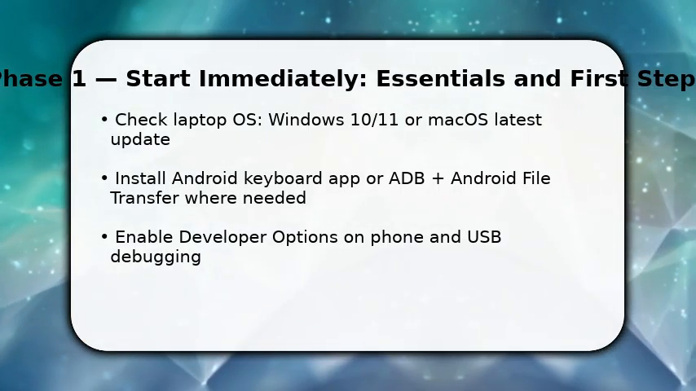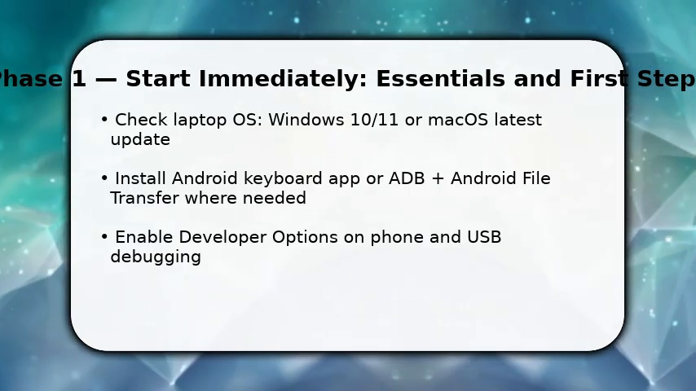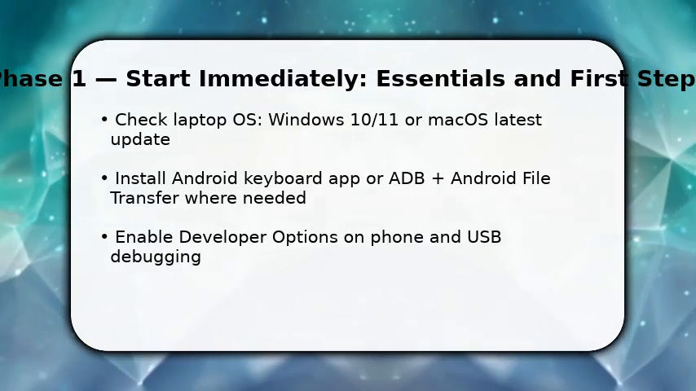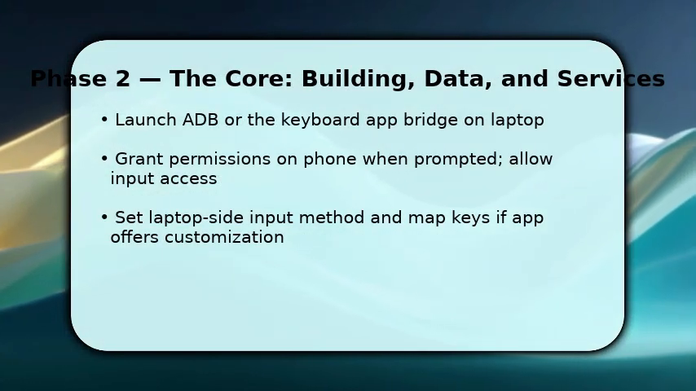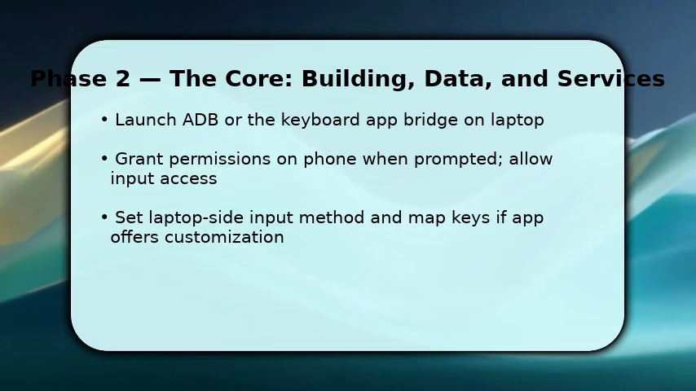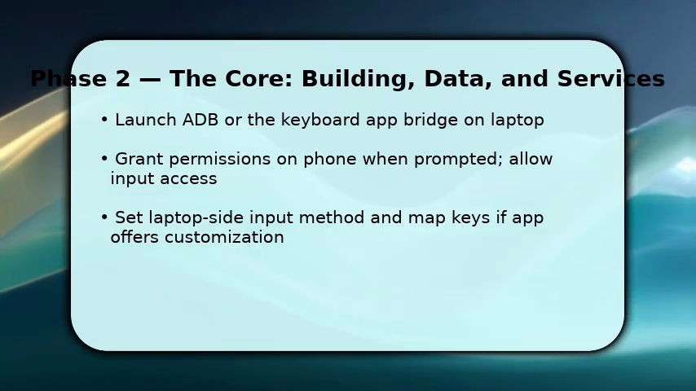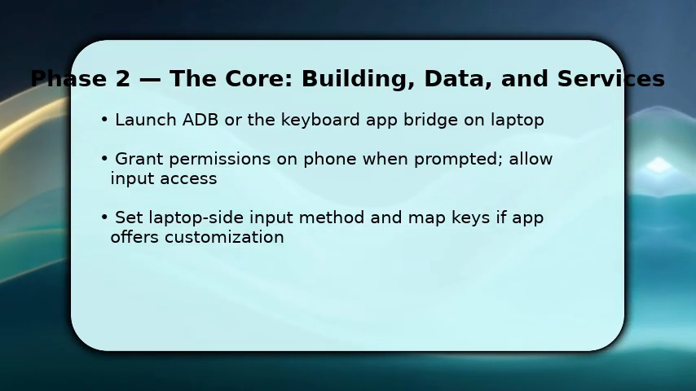While installing, confirm the phone's screen lock is temporarily disabled and that the laptop recognizes the device. Once the app and tools are installed, establish the input bridge. You run ADB forward or open the keyboard's desktop client, then accept the connection on the phone.